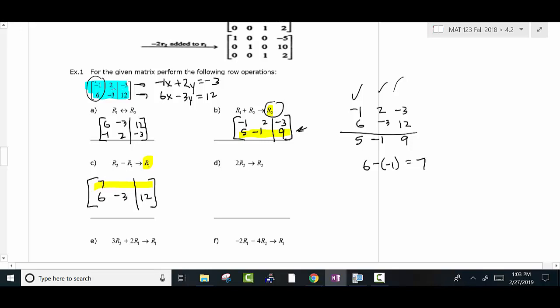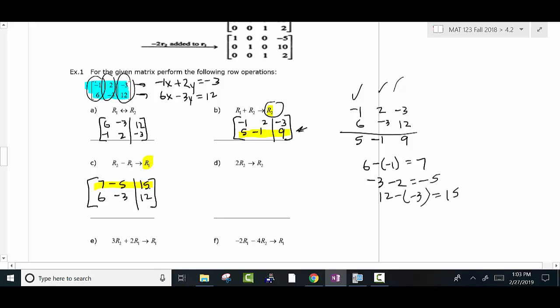Then you're going to go to the next part right here. You're going to do row 2 minus row 1. So that's now -3 minus 2, so that's -5. Most of this you're just going to do in your head. You write it down if you need to on scratch paper. Then the last thing is 12 minus -3, so that's equal to 15.